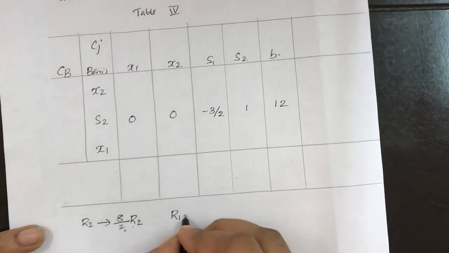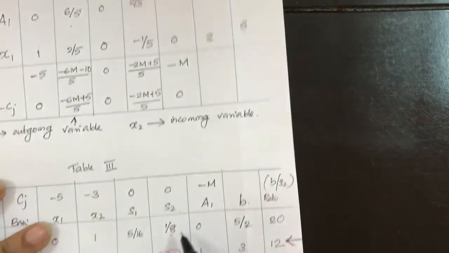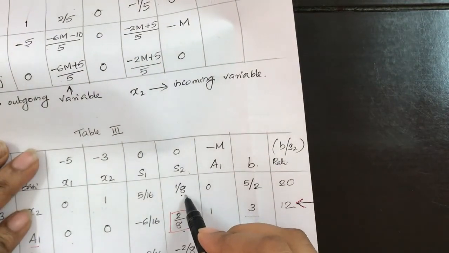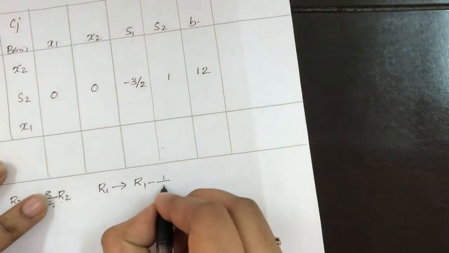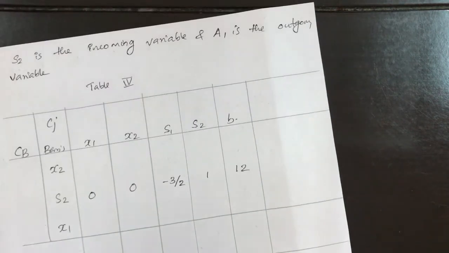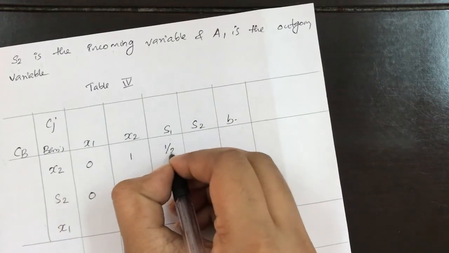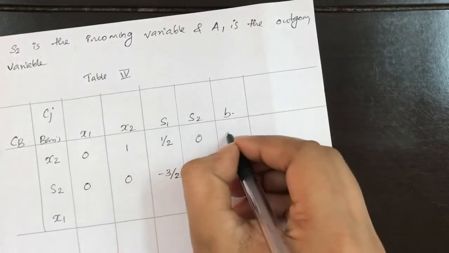Then R1 needs to change. What is the value here? 1 by 8. R1 minus 1 by 8 new R2. So R1 will be 0, 1, 1 by 2, 0 and 1.